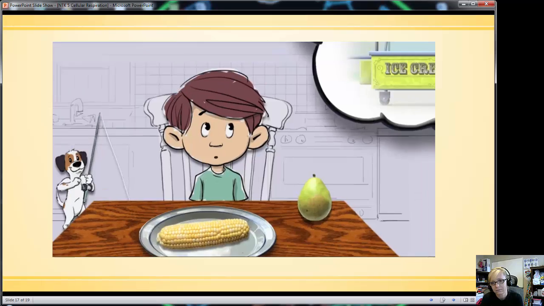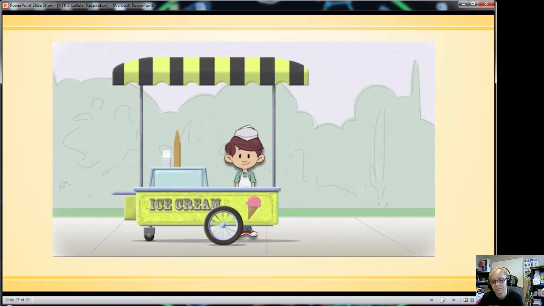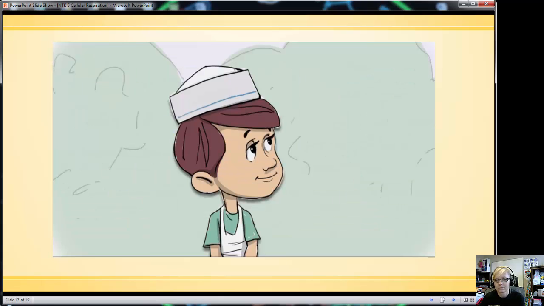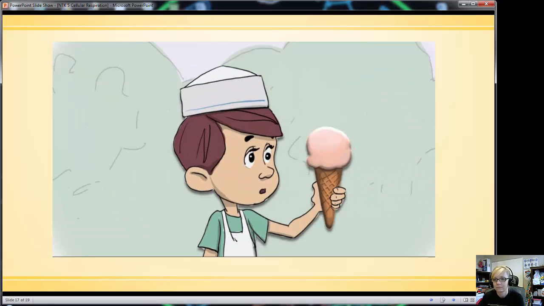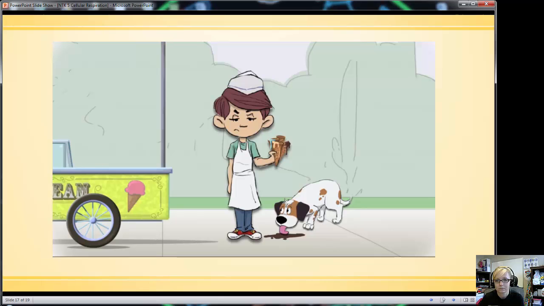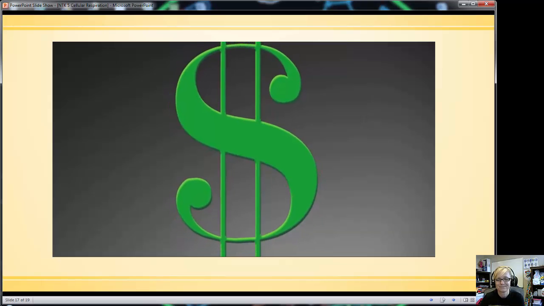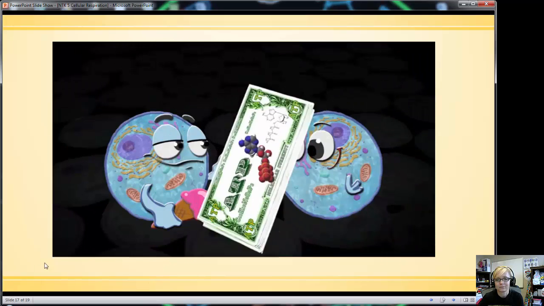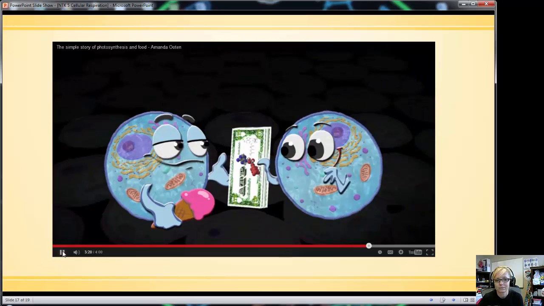Well, think of it like this. You're excited to start your summer job at the local ice cream stand, but your boss has just told you that she is going to pay you in ice cream cones. What are you going to be able to do with those ice cream cones? Nothing, which is why you kindly ask to be paid in dollars. ATP is just like dollars. It is the currency that all cells of life use.